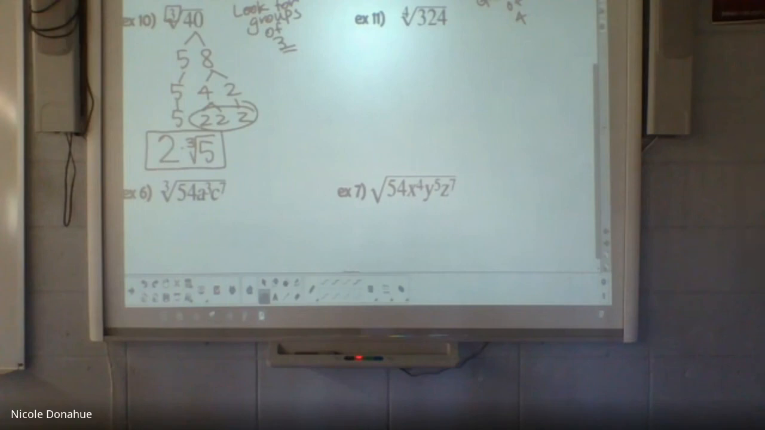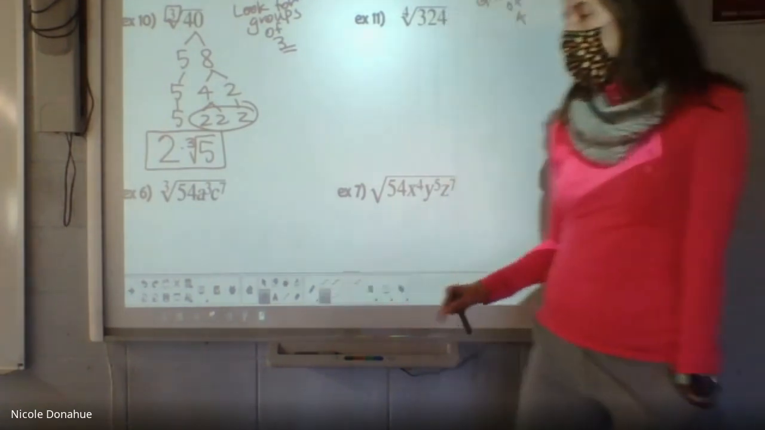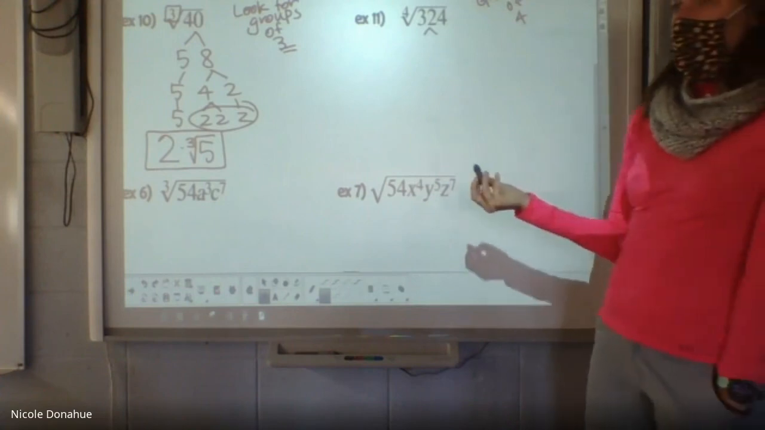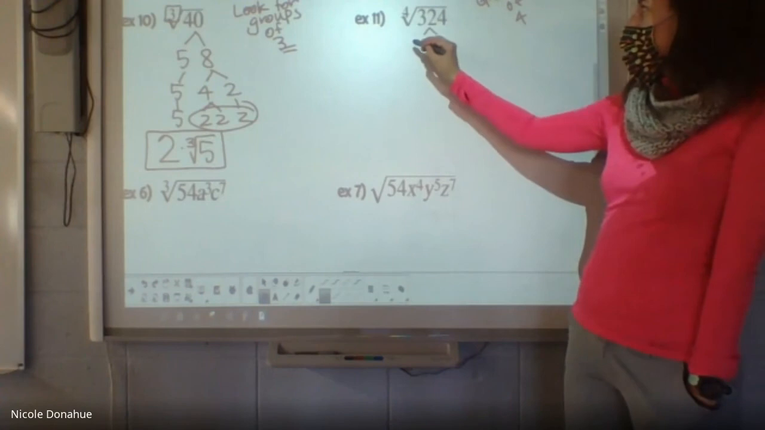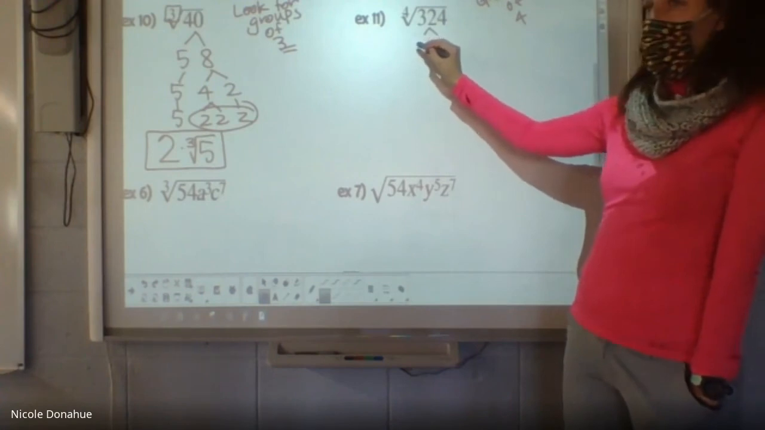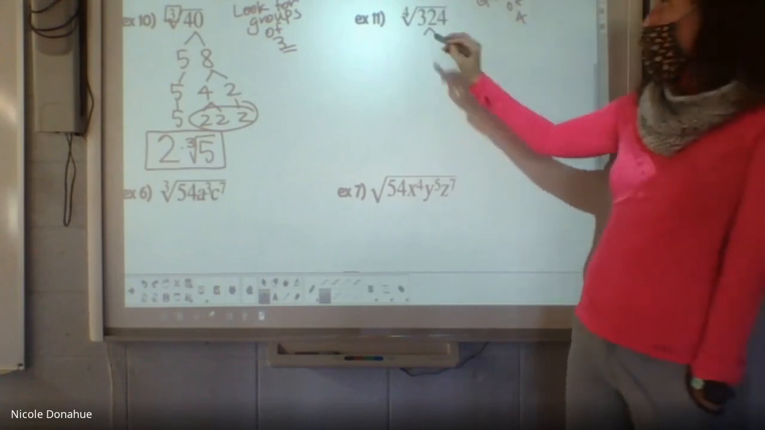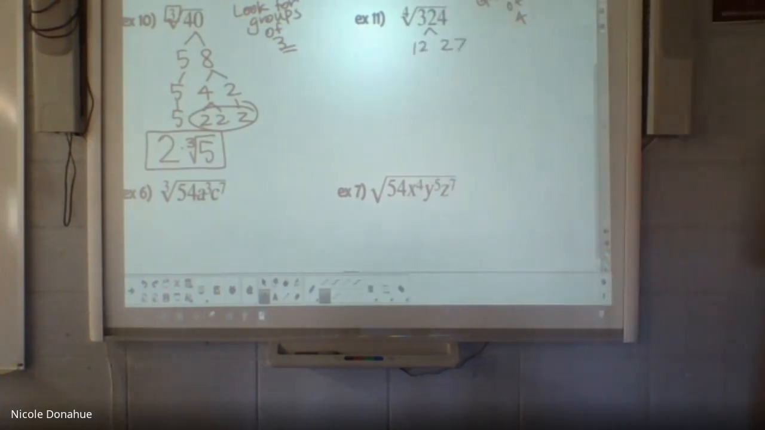All right, so a little bit bigger number here, 324. But now since it's the 4th root, I have to look for groups of 4. So 324, tell me something that goes into it. 2? Really, we're starting there? No. 3. I don't care. 3 times what? What goes into it? How about 12 and 27? 12 and 27. Okay, as long as that actually is what 324 is.